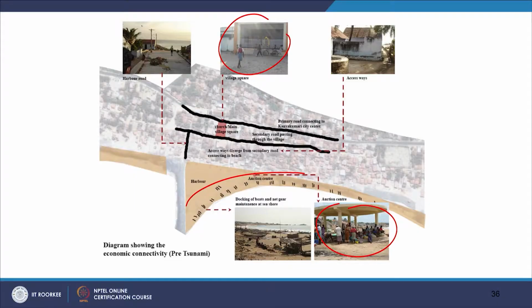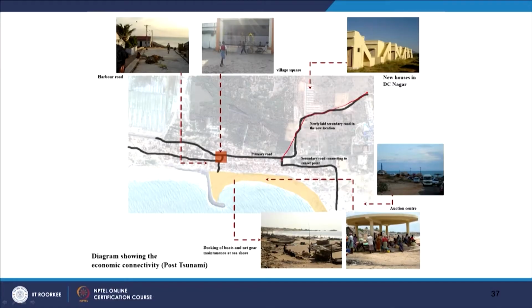For instance, the first thing is, before the tsunami, everything was near and dear. You had the harbor here, the auction place here, the village square here, everything near and dear. But now, after the tsunami, they have to relocate 2 kilometers away, and a person has to walk almost 2 kilometers. You and I might walk with a laptop for 1 or 2 kilometers, but they are walking with fishing gear, nets, diesel, the collected fish, and other equipment.